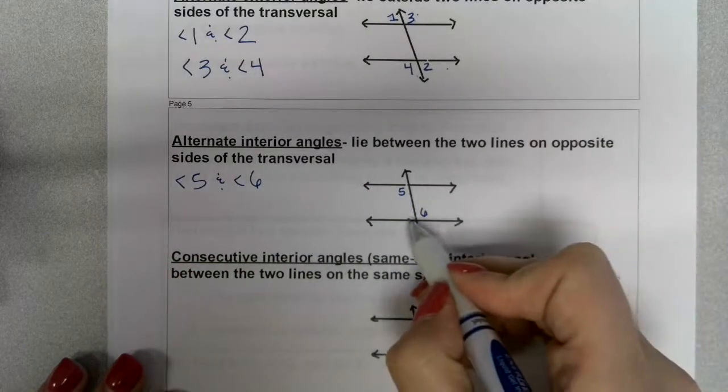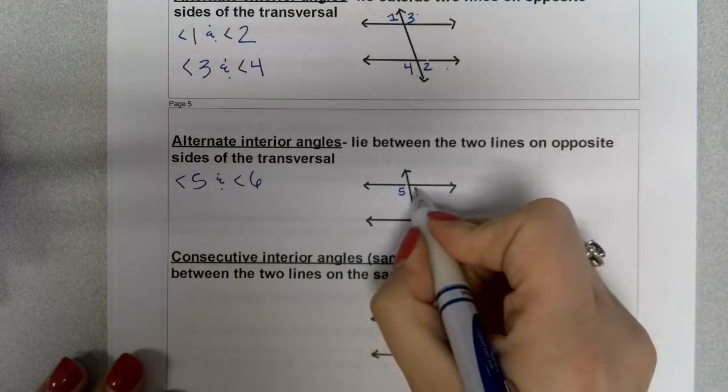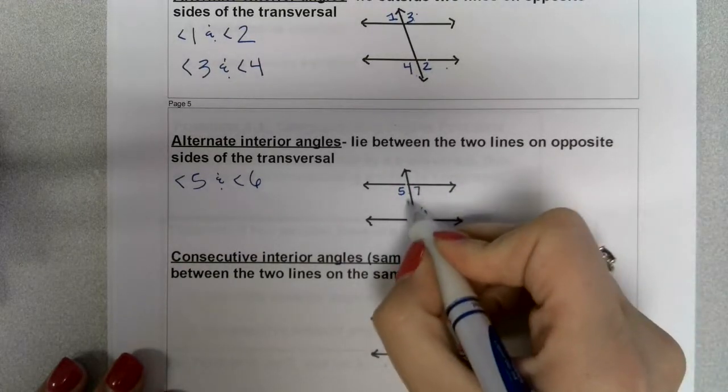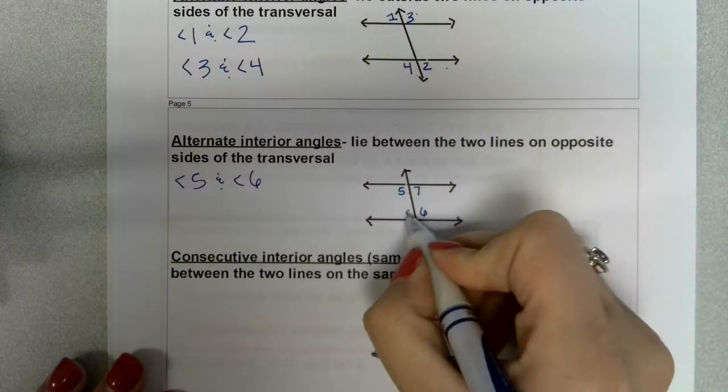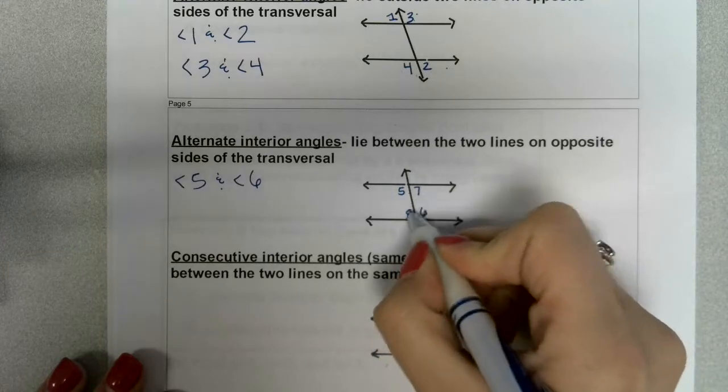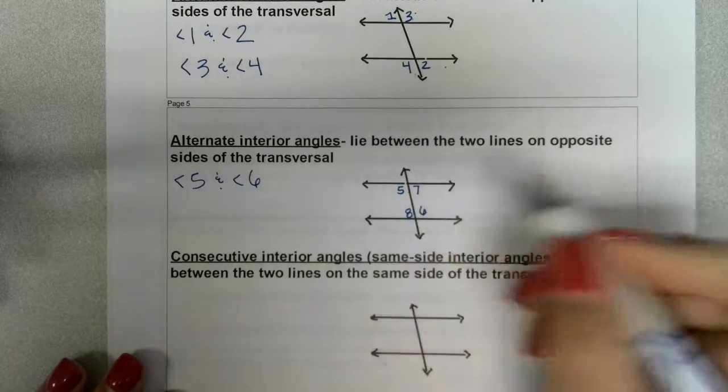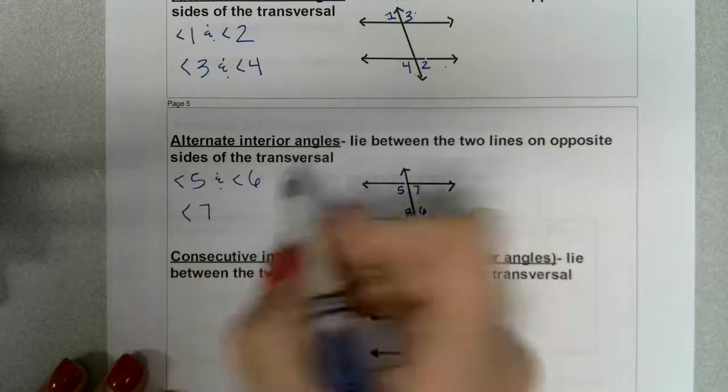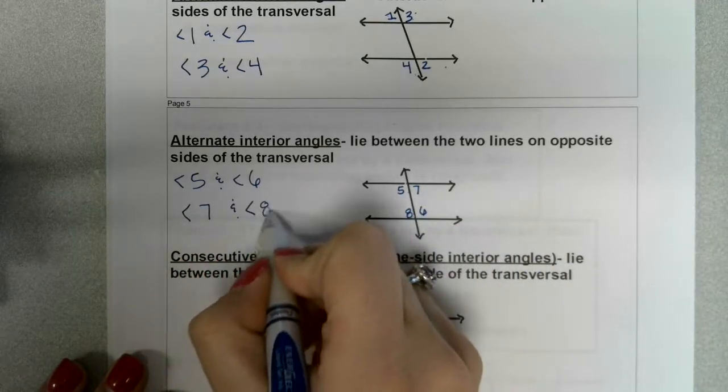And I could do the same thing on the other side. If I had angle 7 here, the alternate interior angle to angle 7 would be angle 8. They're on opposite sides of the transversal on the inside of your lines. Angle 7 and angle 8.